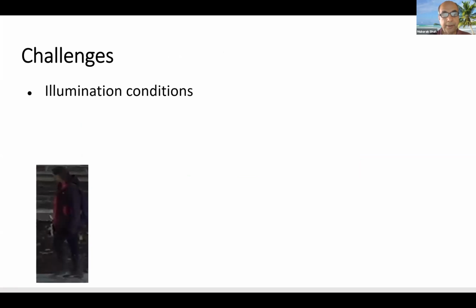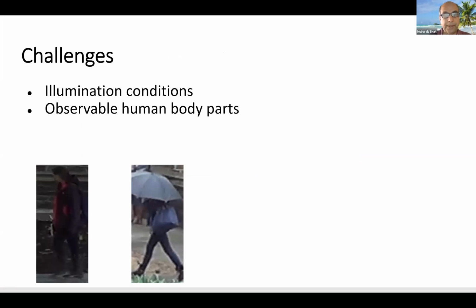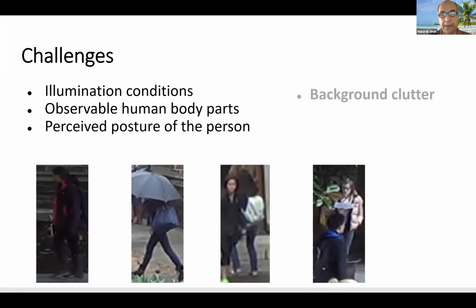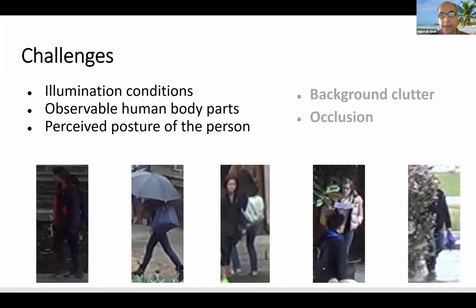The challenges are that illumination conditions can vary. As you see in this example, it's very difficult to see where the person is. The observable body parts may vary because they are covered by an umbrella, for example, or the head is hidden. And posture can be different from the gallery to the query image, and there is background clutter and also occlusion.